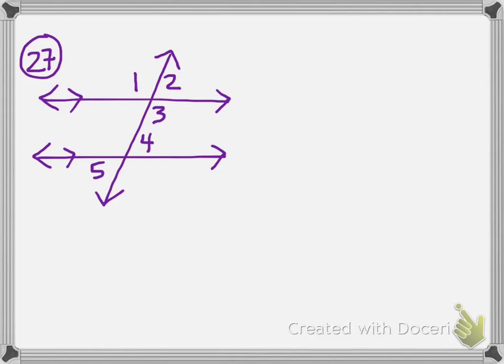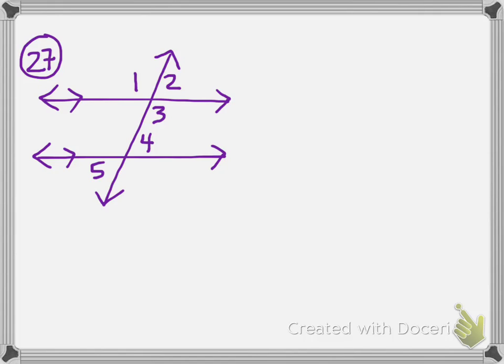27 is a probability question. We have 5 angles labeled. We've got 2 parallel lines and a transversal. We know when we have 2 parallel lines and a transversal that any two of the angles formed are either going to be congruent or supplementary. And we color-coded them a certain way.